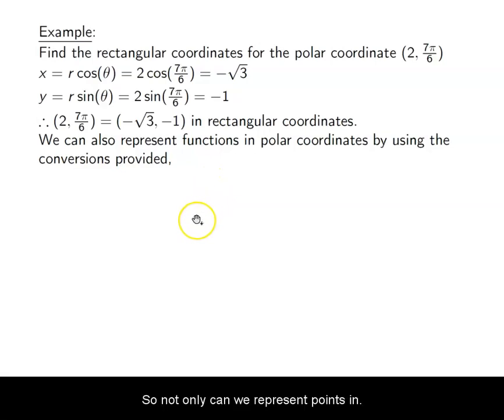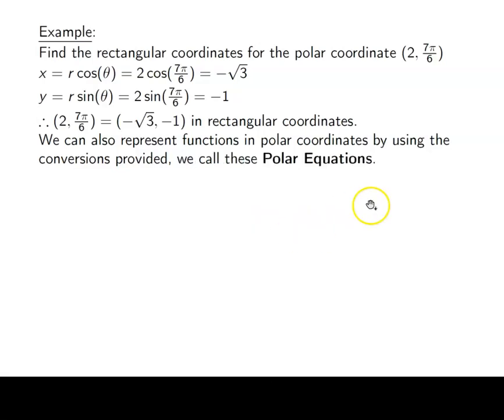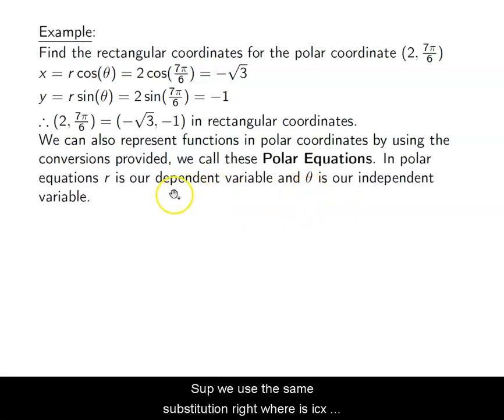Okay. So not only can we represent points in polar coordinates, right, but we can also take an equation that's already in our regular rectangular coordinates, and we can turn it into a polar equation, basically is what it's called. So we use the same substitution, right? Wherever I see x, I replace it with r cosine theta. Wherever I see y, I replace it with r sine theta. If I'm going back the other way, right?